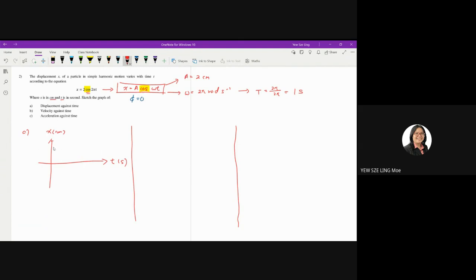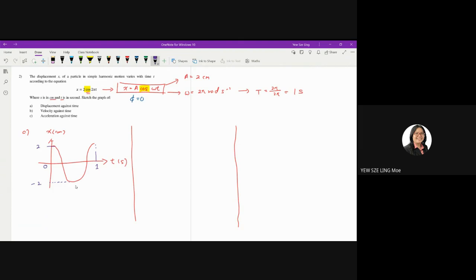Cos starts from the amplitude, so you have a U-shaped graph. After that, you just label the values. The maximum value is 2, the origin is 0, and the negative maximum is negative 2. And again, the period is equal to 1. Done. That is a complete equation.